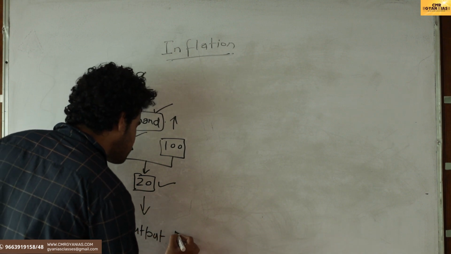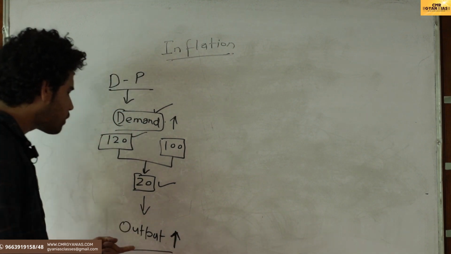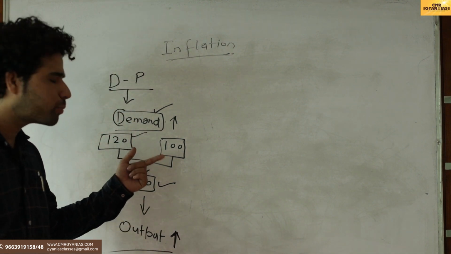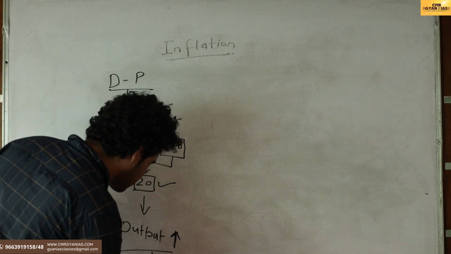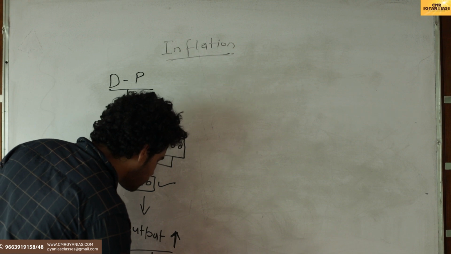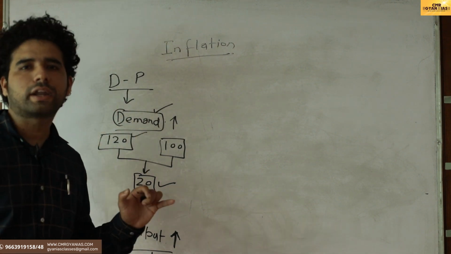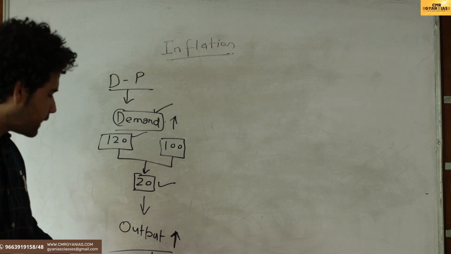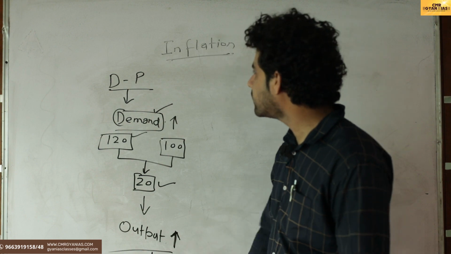To meet that extra demand, more production, more manufacturing is happening in the economy. So output is increasing, and when output is increasing, the GDP of that particular country's economy is growing. So demand pull inflation, in the long run, is good for the economy, since it is increasing production and output in the economy and GDP is increasing.